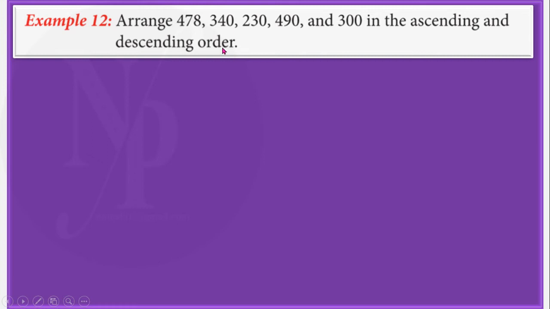So the numbers given here, this is what is called as a group of numbers. So here we have 5 numbers. So what should we do with these 5 numbers? We have to arrange and write them in both ascending order and descending order. Let us do that now.